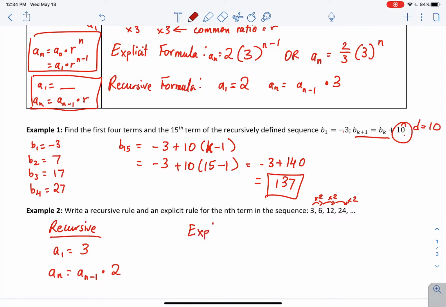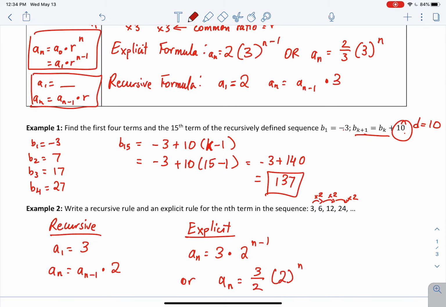For the explicit formula, I can write it as first term times my 2 that I need to multiply every time to the n minus 1. Or I can go backwards. 3 halves would have been the 0th term times 2 to the n. Either one.